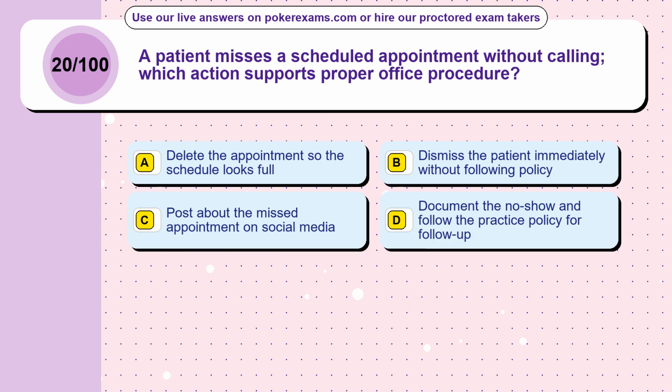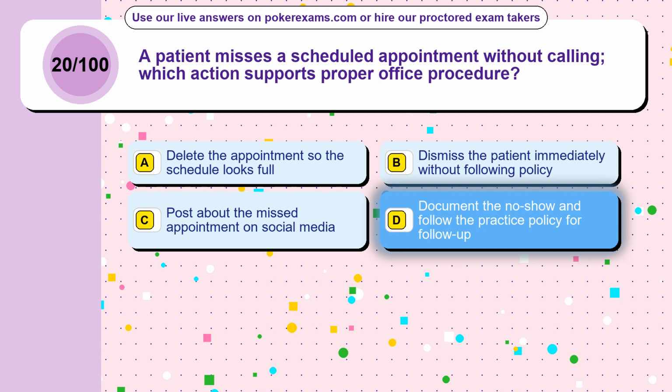Question 20. A patient misses a scheduled appointment without calling. Which action supports proper office procedure? Option A. Delete the appointment so the schedule looks full. Option B. Dismiss the patient immediately without following policy. Option C. Post about the missed appointment on social media. Option D. Document the no-show and follow the practice policy for follow-up. The correct answer is option D.